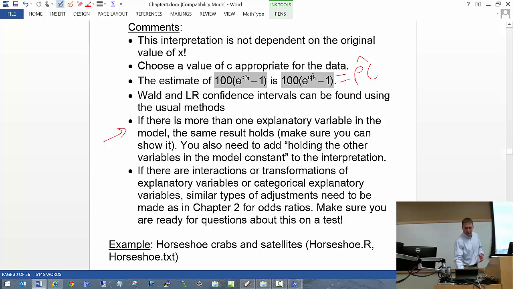And then lastly, if there's interactions or transformations or maybe even categorical explanatory variables that you have in your model represented by indicator variables, well, we saw in chapter 2 what happens. The same kinds of things happen here. Now, a question on a test might be, why don't you derive PC for a model that has a square term in it, or an interaction term in it, or a categorical explanatory variable in it. Derive it on a test.